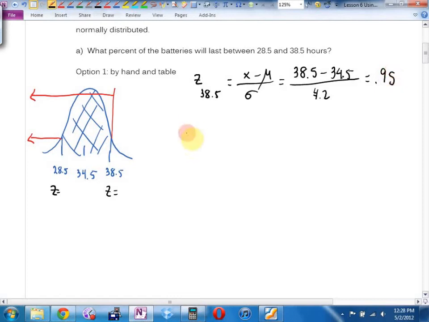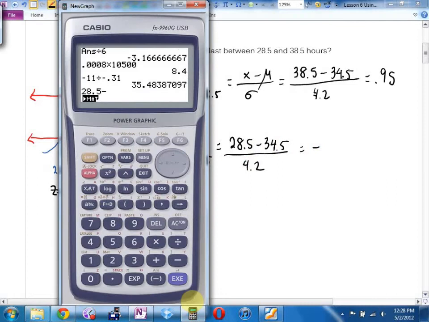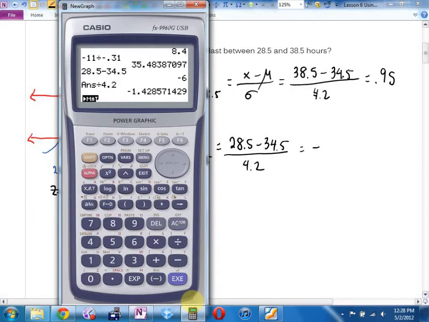While we're here, though, let's also find the Z score for 28.5, which is going to be 28.5 minus 34.5 divided by 4.2. It's going to be negative, I can tell you that. Do you get negative 1.43?